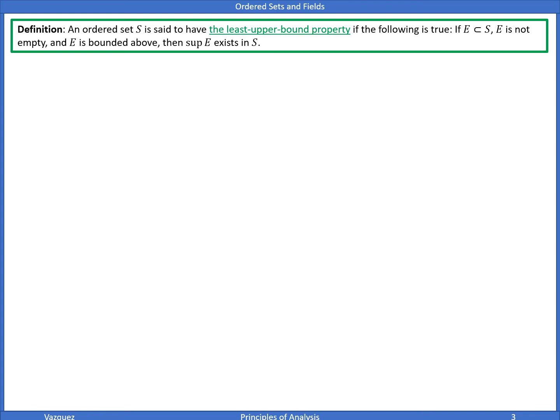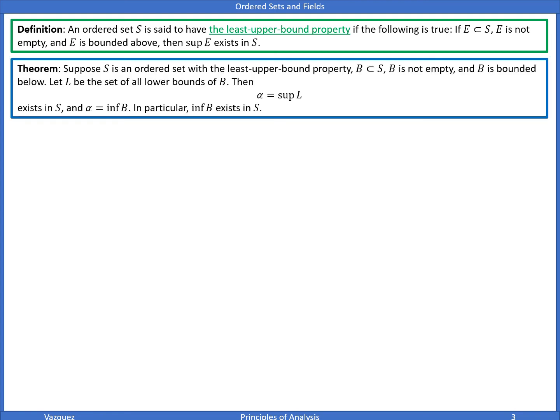And we're going to go ahead and present a theorem here. Suppose S is an ordered set with the least upper bound property, with the property defined above, and B is a subset of S where B is not empty, and B is bounded below, just as our definition above tells us. And we're going to let L be the set of all lower bounds of B. Then alpha is a supremum of L, which does exist in S, and alpha is an infimum of B. In particular, the infimum of B exists in S.